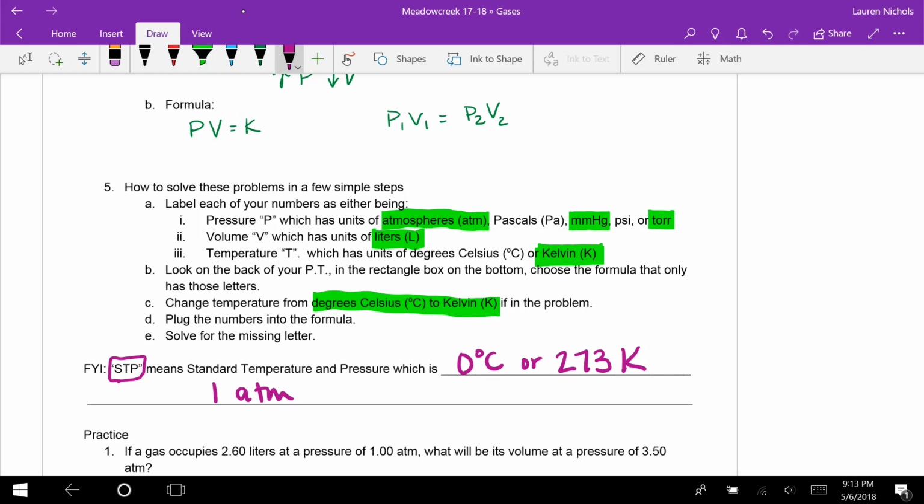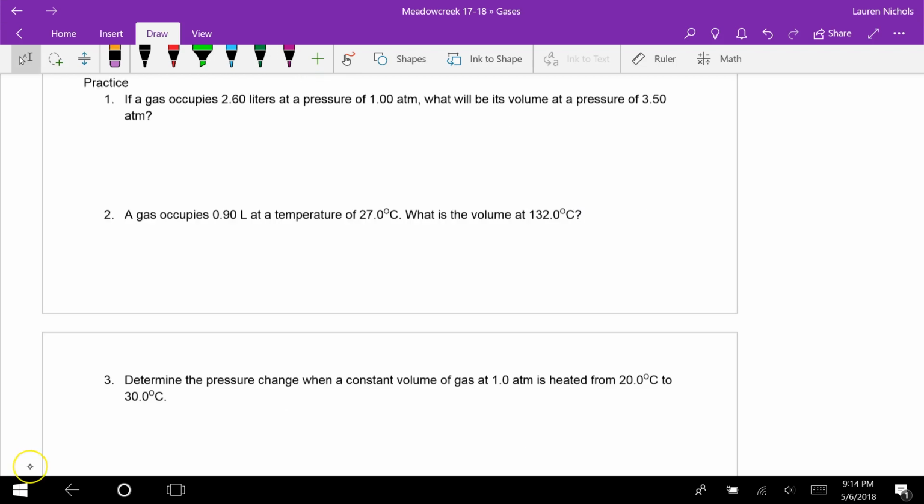So why don't we go ahead and look at some practice for this. Number 1 says, if a gas occupies 2.60 liters at a pressure of 1.00 atmospheres, what will be its volume at a pressure of 3.50 atmospheres?